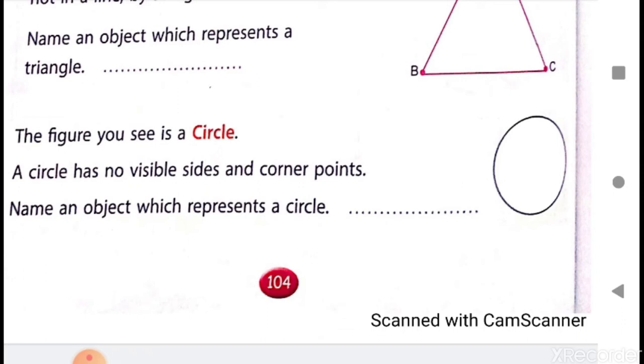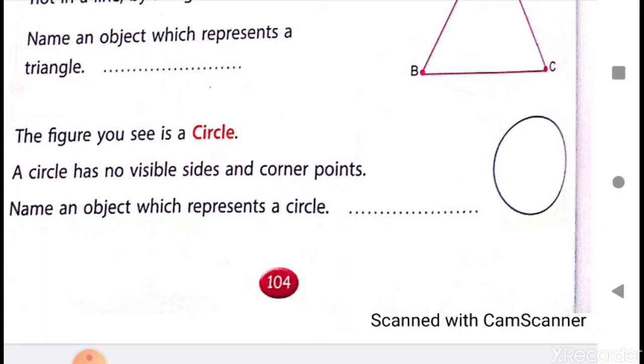Now name an object which represents a circle. You can say if your wall clock is round, then the face of the wall clock is circular in shape. You drink water in a glass, you drink milk in a cup, the base of the cup is circular. Most of the cups, the base is circular. The base of the glass is circular. So these are the 4 basic two-dimensional shapes.